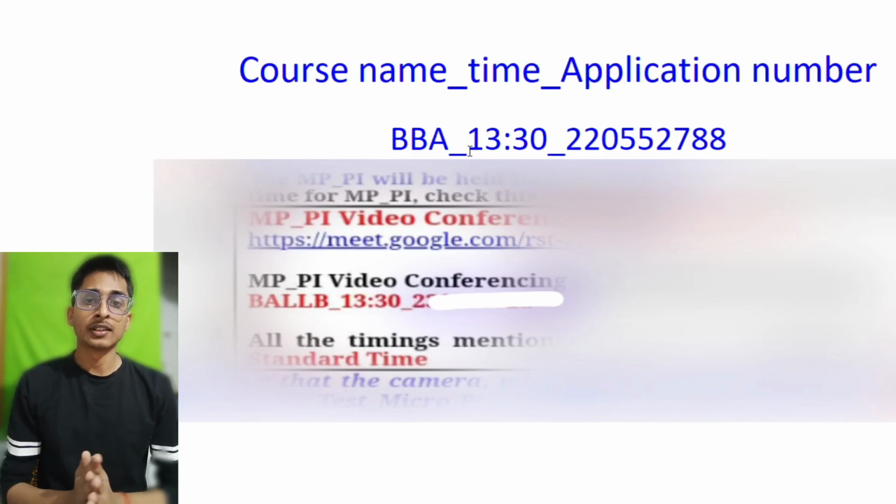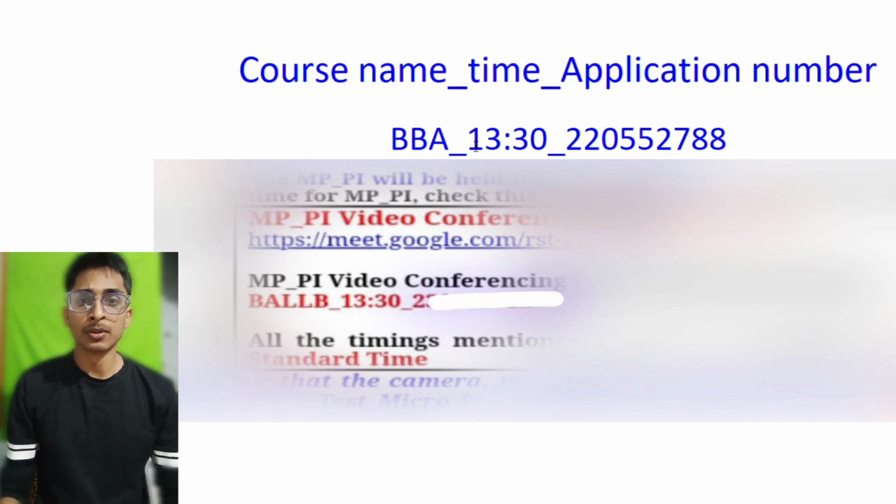This is Vaibhaw Siddhart here, and in this video, I will show you how to change your name in Google Meet, because this is clearly written in your admit card. You have to change your name. This is your format: course name, time, and application number. So you have to write your course name. Assuming my course is BBA, I have to write BBA slash time zone and your application number, which I mention as well.